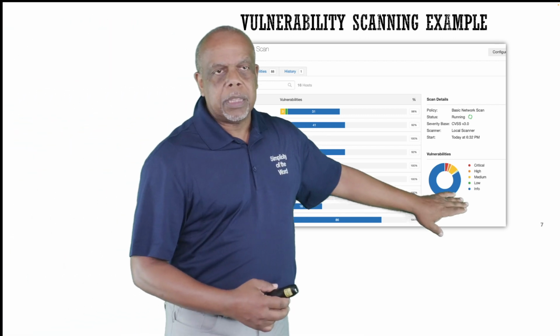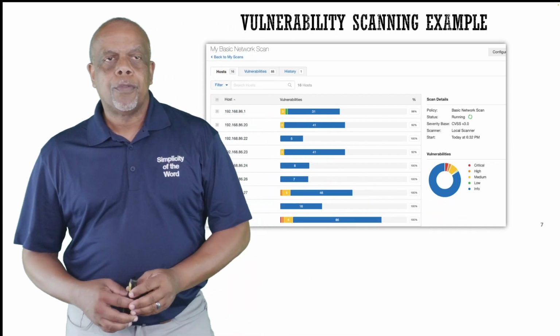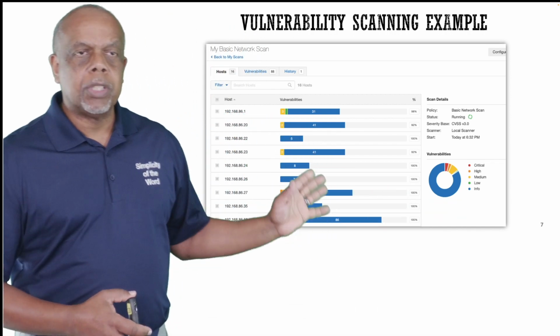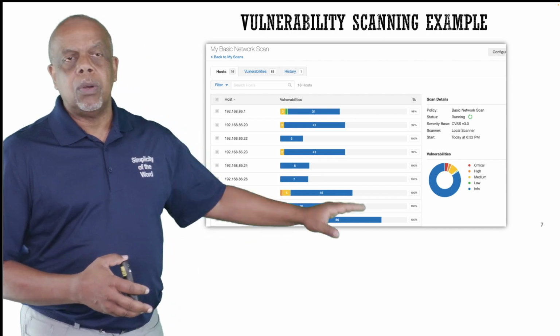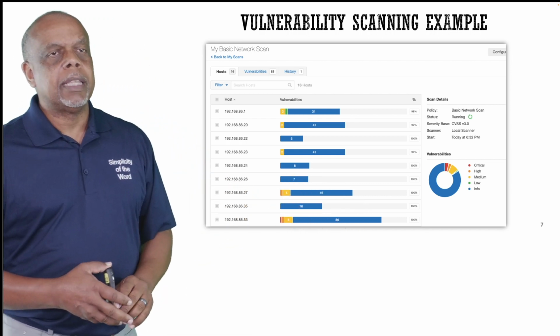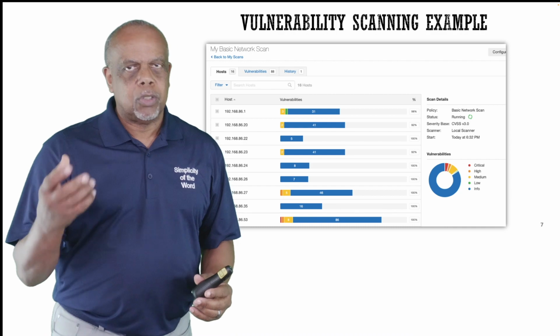When I look at the way they rate these vulnerabilities, they color-coded them: red is critical, orange is high, yellow is medium, green is low, and blue is informational, meaning that it's not really a vulnerability, but it's something that you may want to know.